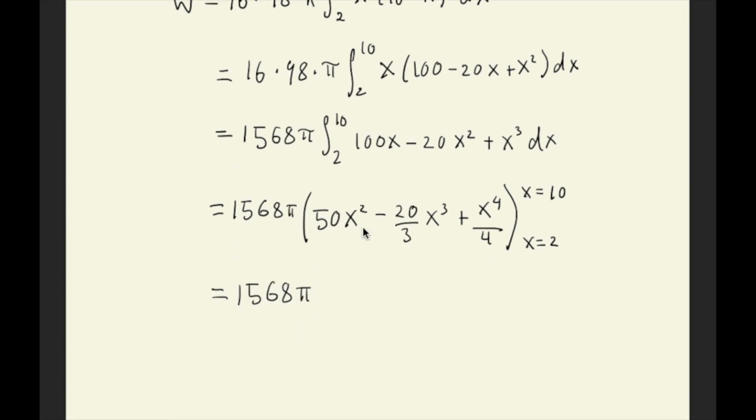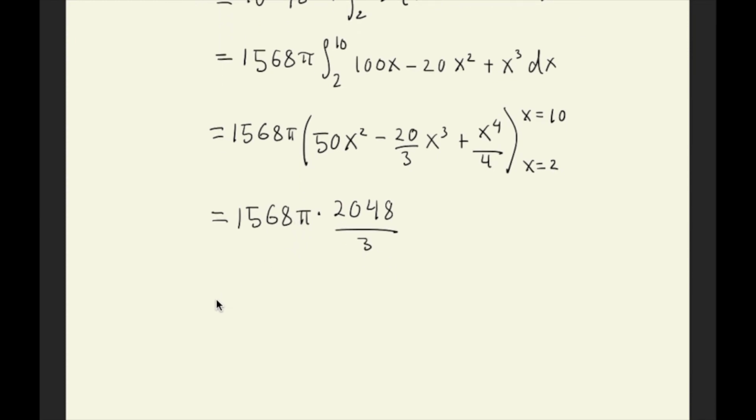Okay, so here you can do some math, and then you see the number you get. You plug in 10 squared, 10 cubed, and you subtract 2 squared. The number you get is 2048 over 3. That is 3,211,264 over 3 pi joules. That's the unit because we're in the metric system.